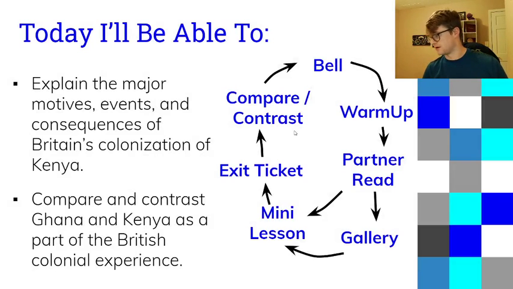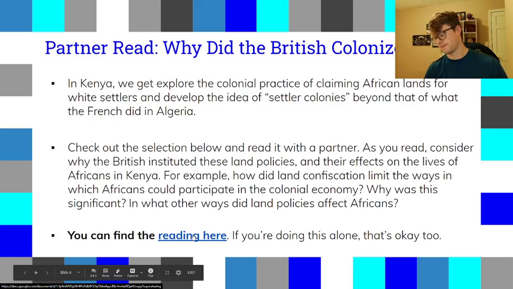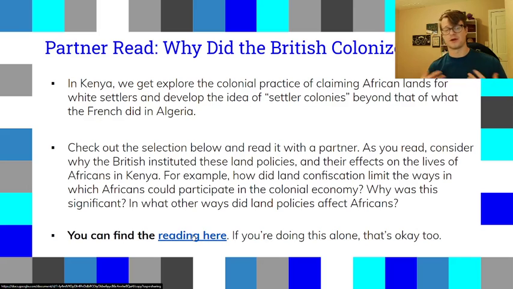So here with Kenya, here's our objectives. We are going to be looking at the major motives, events, and consequences for British colonization of Kenya. Once we do that, we are then going to compare and contrast Ghana and Kenya as a part of the British colonial experience. Now, the first activity is a partner reading, which we'll get to in a second. This is where we're going to look at the motives and get a good, easy introduction into the British colonization of Kenya.